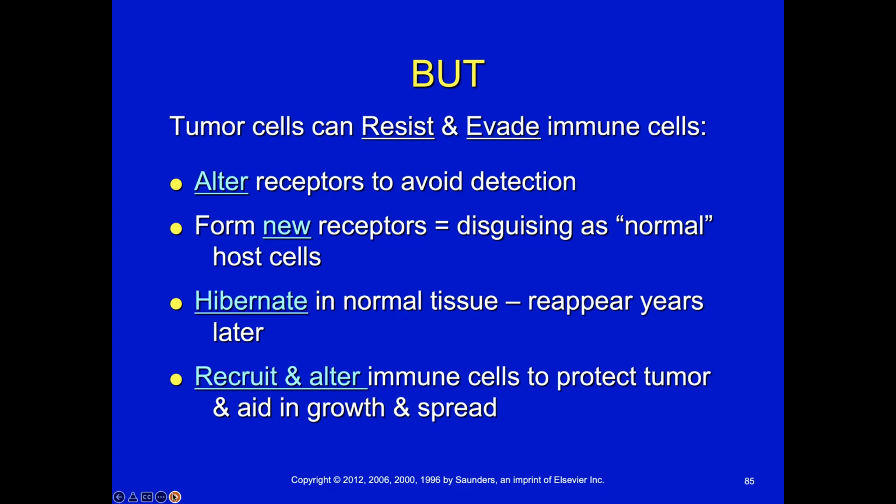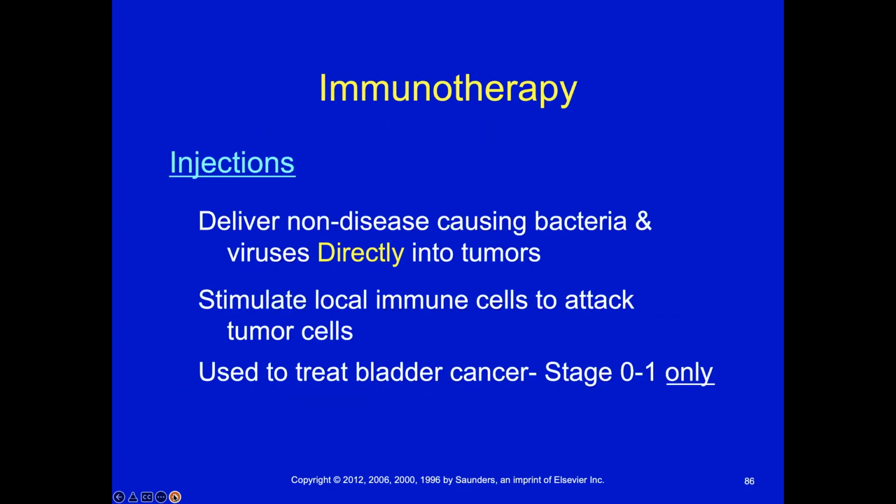And finally, they can actually alter and recruit immune cells to protect the developing tumor and actually aid in its growth and spread. So that's one of the reasons why cancer treatments are not easy and why the fix is not an easy one. So let's talk about more forms of immunotherapy.